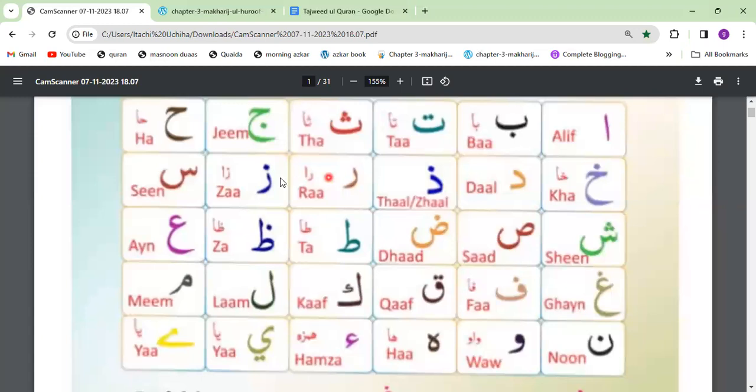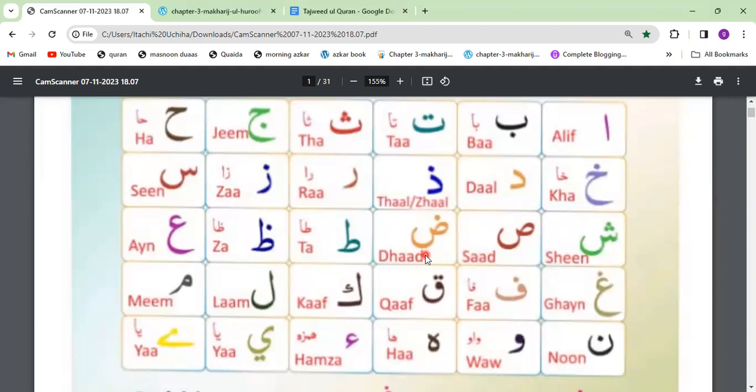Then we have Sad. Sad is having the same makhraj as Sin and Za. Join the upper and lower front two teeth, and then connect the tip of your tongue in between. Sad. Sad, Za, Sin. These three letters are the whistling sounds. Okay.